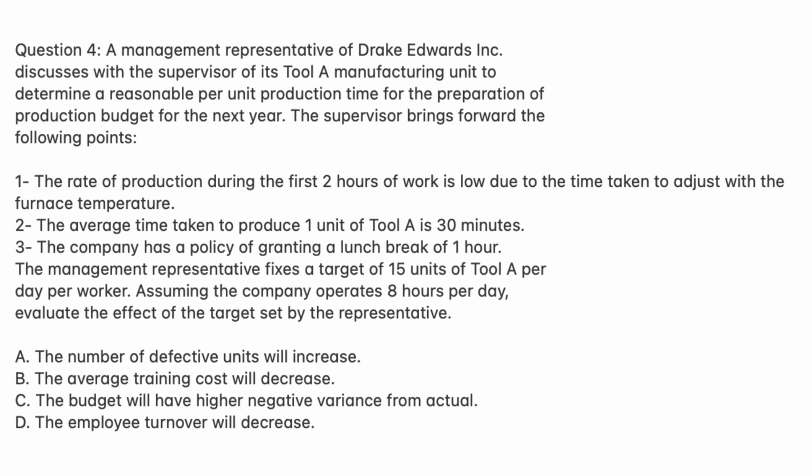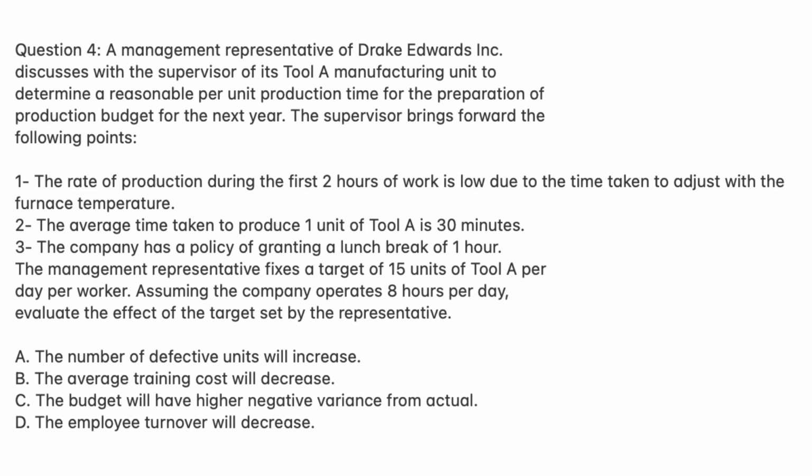1. The rate of production during the first 2 hours of work is low due to the time taken to adjust with the furnace temperature. 2. The average time taken to produce 1 unit of Tool A is 30 minutes. 3. The company has a policy of granting a lunch break of 1 hour. The management representative fixes a target of 15 units of Tool A per day per worker. Assuming the company operates 8 hours per day, evaluate the effect of the target set by the representative.